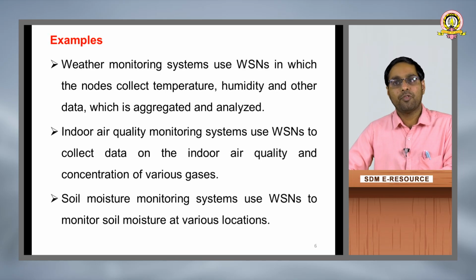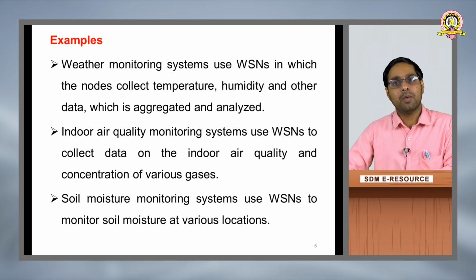Some examples of wireless sensor networks are as follows. In a weather monitoring system, lots of nodes are deployed and these nodes include different kinds of sensors like temperature sensors and humidity sensors, and they measure parameters like temperature, humidity and other data, and all the data are ultimately aggregated and analyzed.